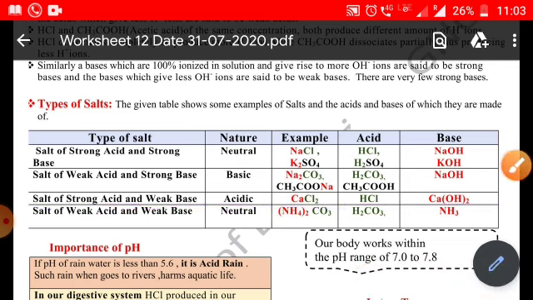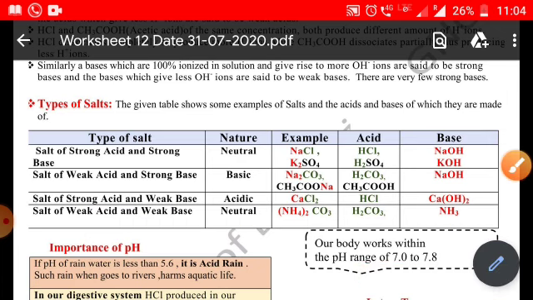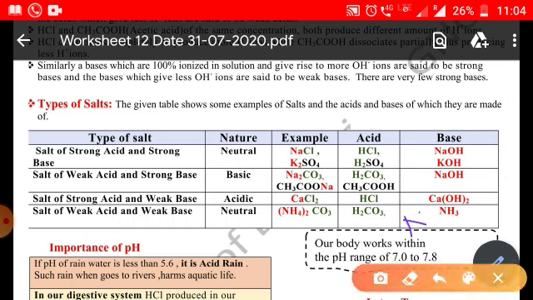When a weak acid combines with a weak base, then they form a neutral salt. Like when carbonic acid combines with ammonium hydroxide, NH4OH, then it forms ammonium carbonate.